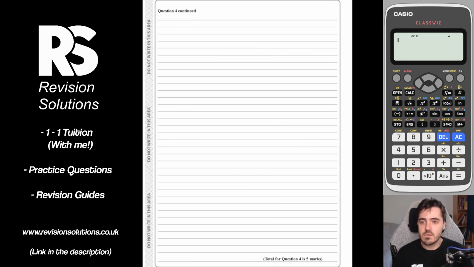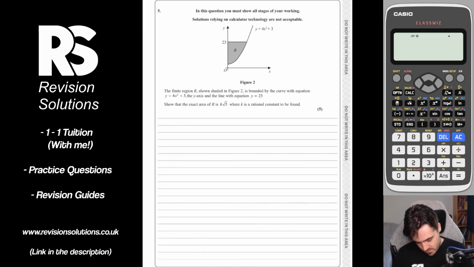So moving on now to question 5. We have the finite region R, shaded in figure 2, is bounded by the curve with equation y equals 4x squared plus 3, the y-axis, and the line with equation y equals 23. Show that the exact area of R is k root 5, where k is a rational constant to be found.